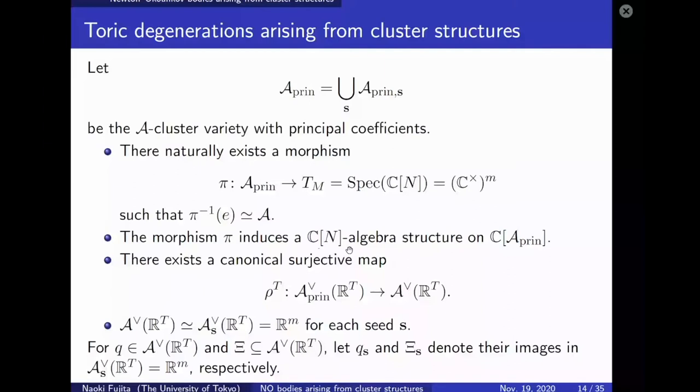Then let us consider the dual side. In the dual side, there exists a map from A^prin∨ to A^∨. So let rho^T denote the tropicalization.